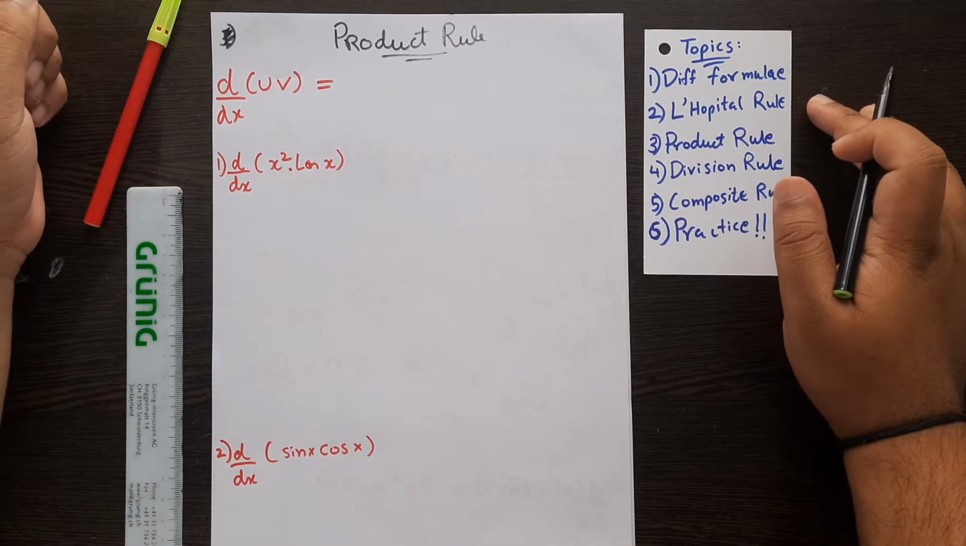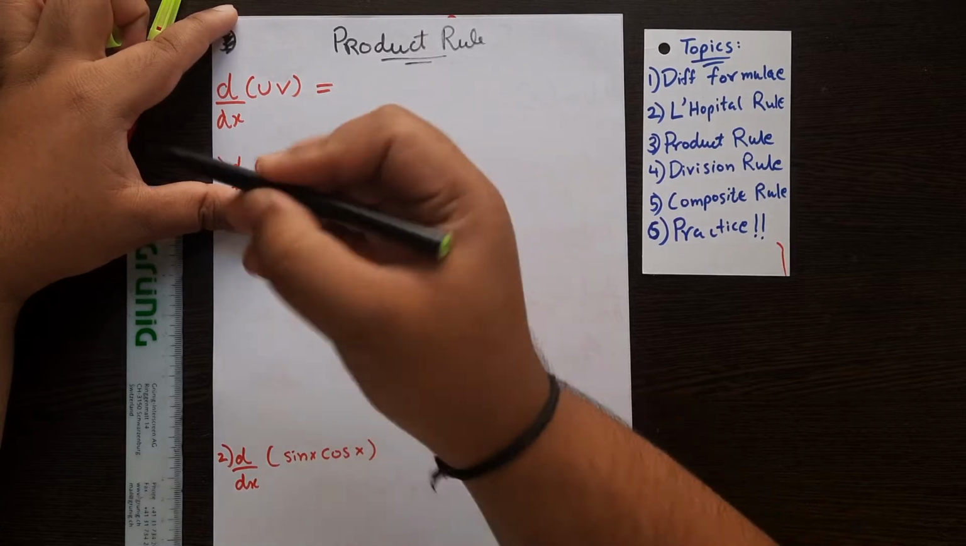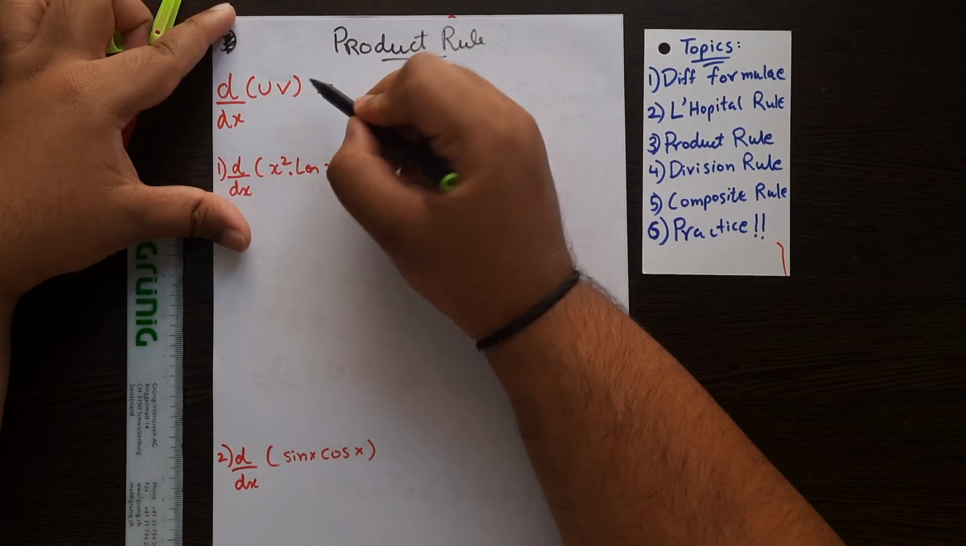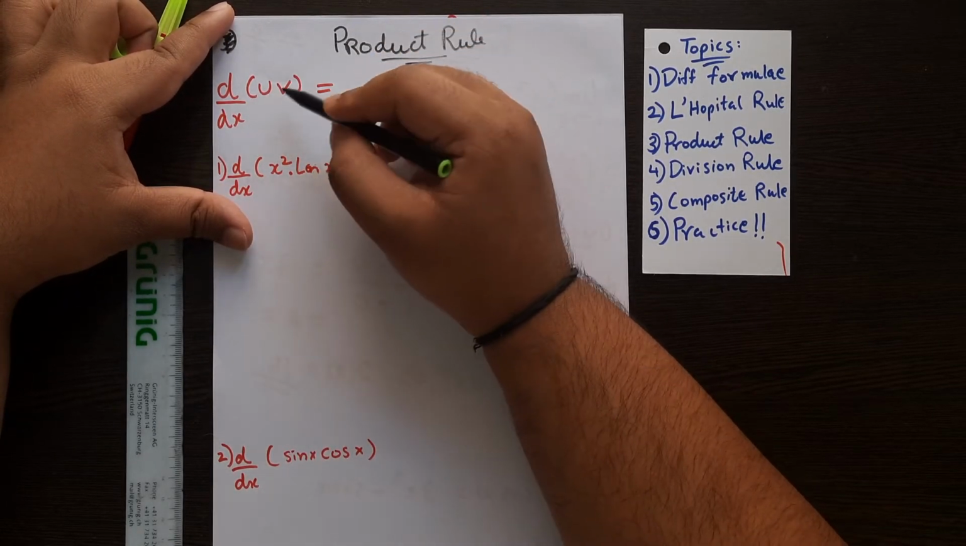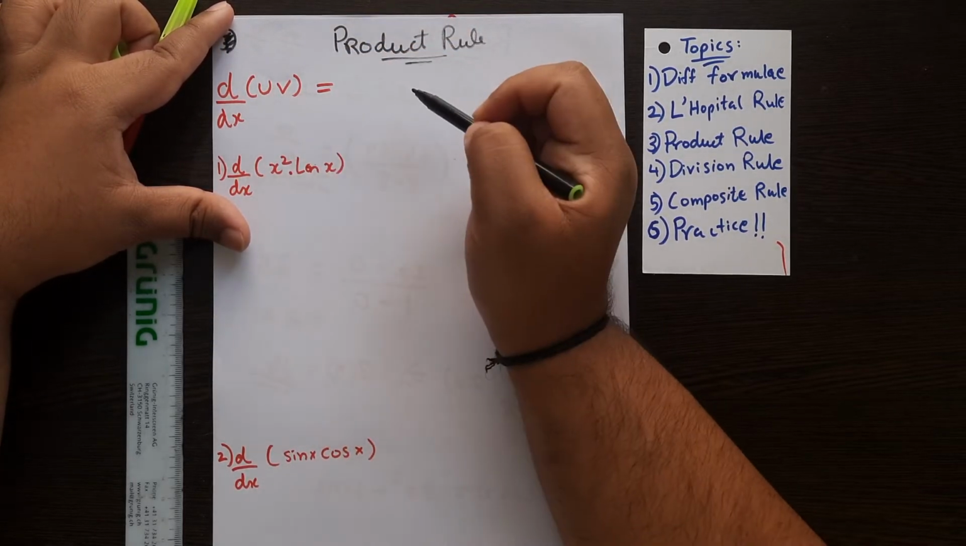Now in this video I'm going to be going over the product rule. What is the product rule? Product rule is nothing but suppose we have some term u and some term v. Suppose it's sine, sometimes it's cos, anything. Okay, something is u, something is v, and we have to take a differentiation of it.